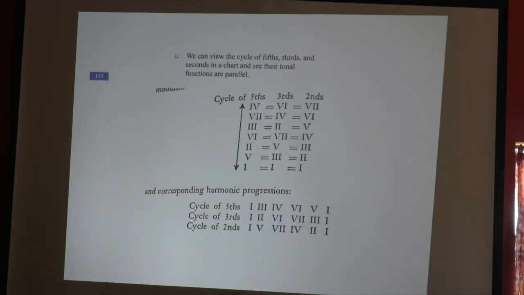Thank you. So we can view the cycle of fifths and thirds in a chart and see their implications. So this would be the cycle of fifths. These are what the chords would be comparable to if we're doing a different series, not just a series of fifths. So the 1 is the same, the 5 could be a 3 or a 2, etc. It's all different ways of viewing the relationship instead of fifths. Here, this would be the cycle of fifths, this would be a cycle of thirds, and this would be a cycle of seconds. All just different movements, different ways to look at it.